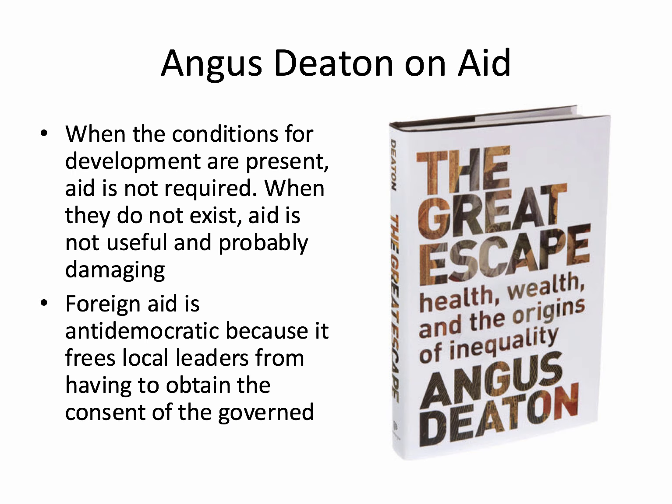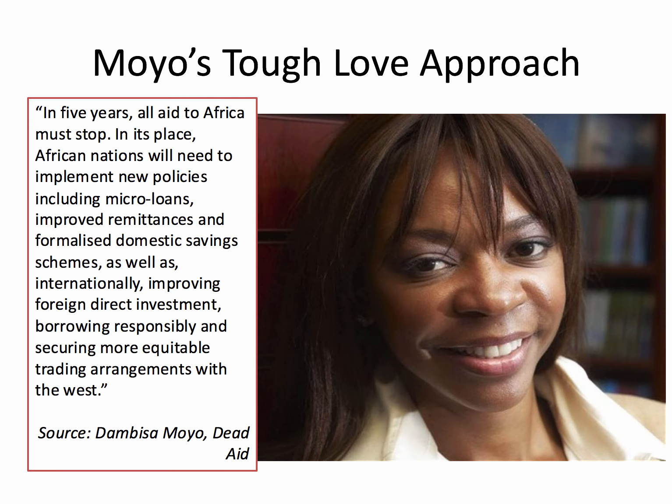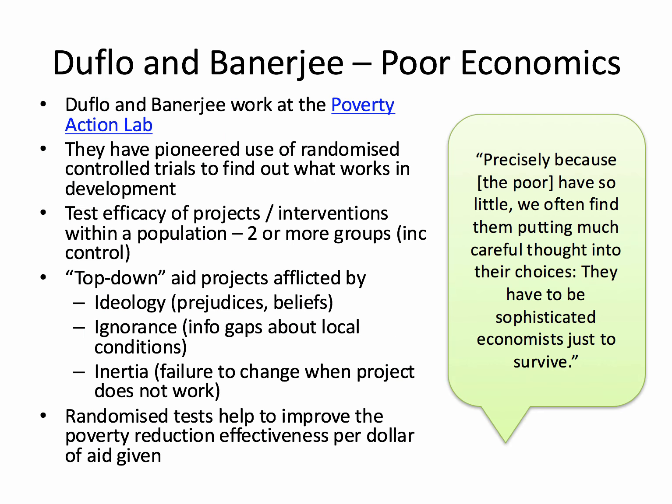Angus Deaton, the Nobel Prize winner in economics, is slightly more critical of aid. He argues that when the conditions for development are met, aid is not required, and when they do not exist, aid is not useful and probably damaging. Deaton's argument is that aid is anti-democratic because it frees local leaders from having to obtain the consent of the governed. Dambisa Moyo is also strongly critical of aid, and she wrote a book called Dead Aid. She argued that aid to Africa needed to stop, and was strongly against the aid budgets.